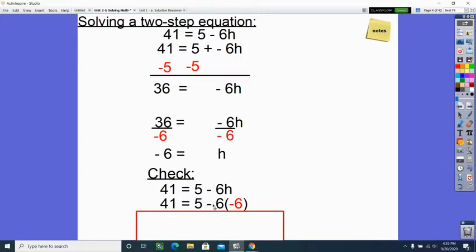Remember, if somebody asks me, Mrs. Woodruff, is this a minus or a negative? I say yes. It's both, but this is a negative times a negative, which is going to give us a plus, and we can see that this is equal.